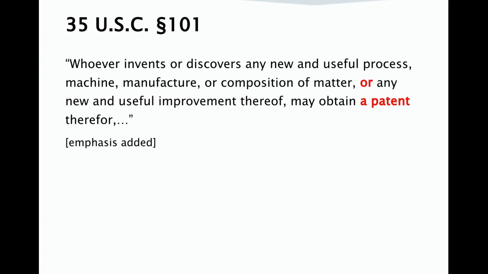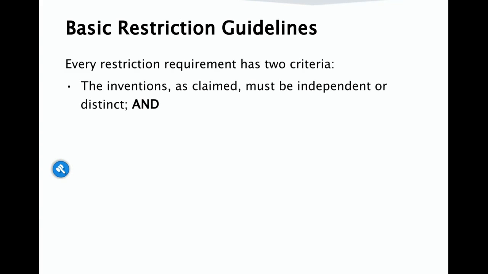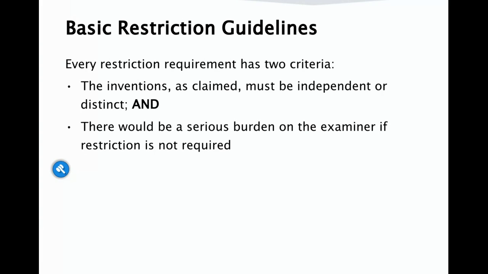Remember that 35 U.S.C. 101 mandates that an inventor obtains a patent for an invention falling within the statutory categories of a process, machine, manufacture, or composition of matter. That is, applicant is limited to one patent for a single invention. The basic principle of the restriction requirement is that the claimed inventions must be independent and distinct, and there would be a serious burden on the examiner if restriction is not required.